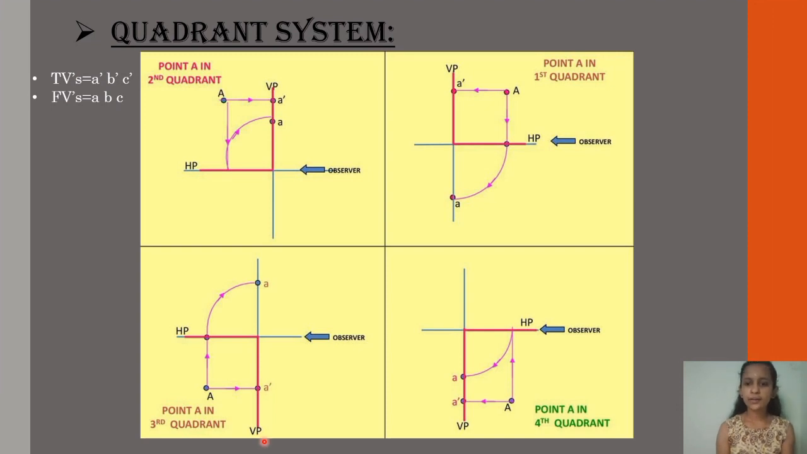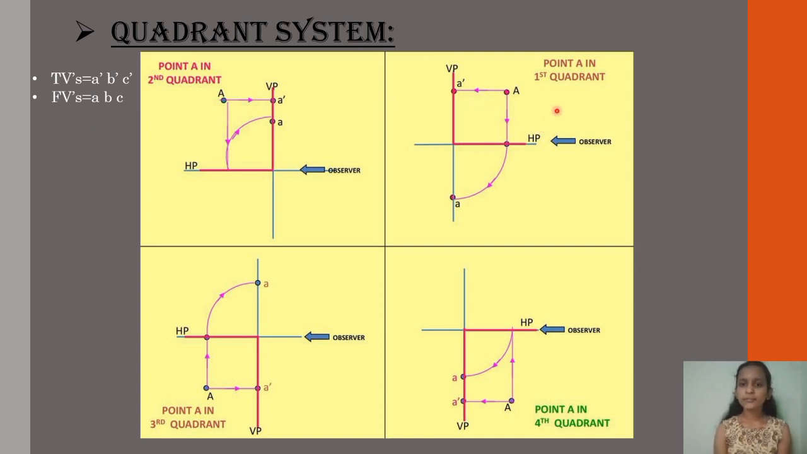Initially, the observer in all the four quadrants is assumed to be stationary. Before that, we have to know one small condition: the top views of lines, points or planes are represented by small letters a dash, b dash and c dash, whereas the front views are represented by small letters a, b and c.